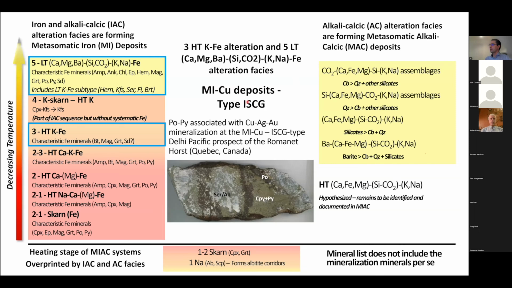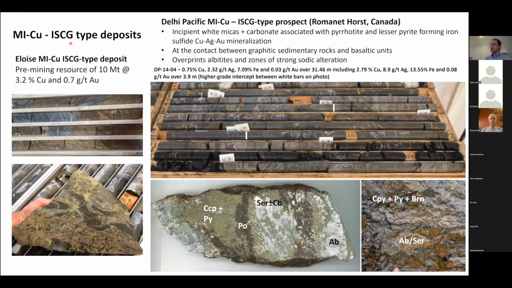If we look at the counterpart of IOCG deposits, which are the iron sulfide copper gold deposits, these are cases where iron-rich metasomatic activity, instead of being expressed as iron oxide, has iron sulfide as the main expression of that iron-rich alteration. ISCG deposits can become significant exploration targets. In Australia, in the Cloncurry district, a good example of those is the Eloise deposit.